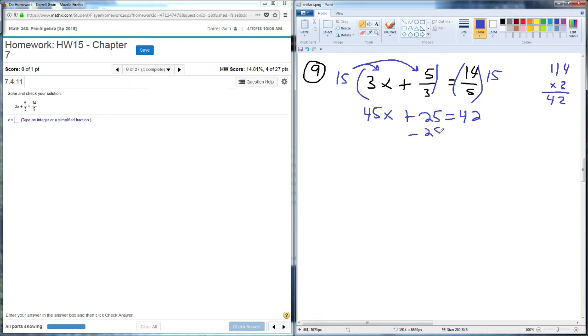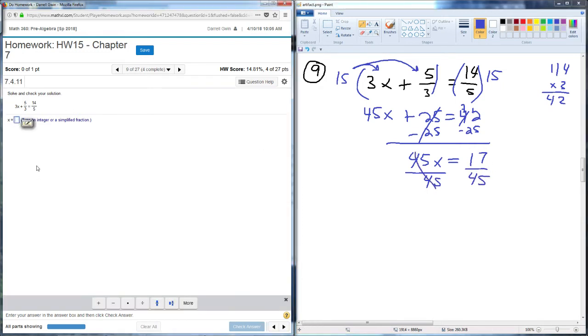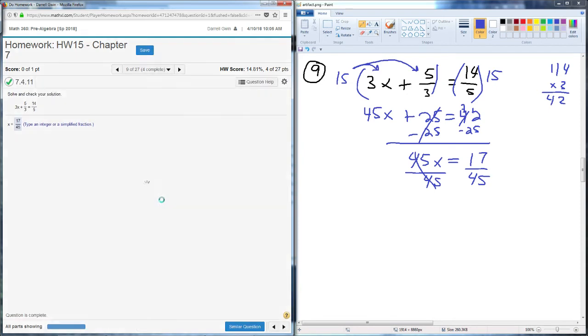Minus 25 to both sides of the equation. 45x equals, I'm going to borrow 1. 12 minus 5 is 7. Minus 2 is 17. Okay, 17 is a prime number, so it cannot reduce with 45, so that should be the answer. That is a very interesting answer there. And nice work.